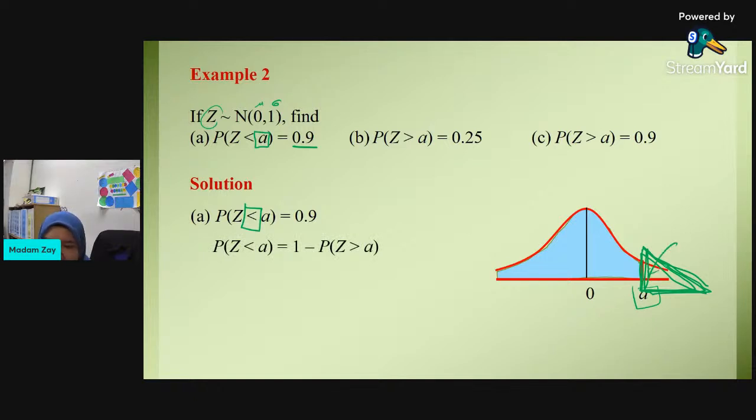So, this is the area for Z more than A. The area that we want is Z less than A. So, 1 minus the probability of Z more than A is equal to the probability of Z less than A, which is given as 0.9, right? So, to find the value of A, let's make the probability of Z more than A the subject first. So we will get 1 minus 0.9.